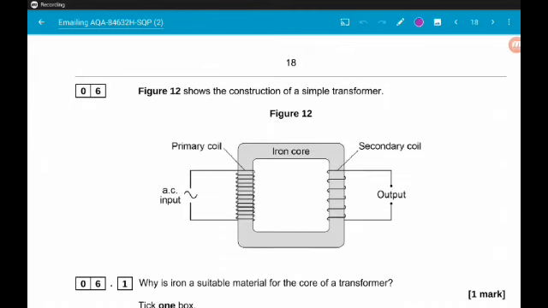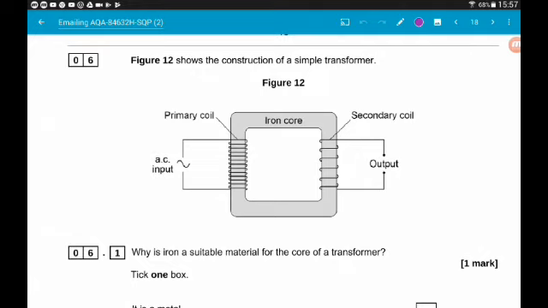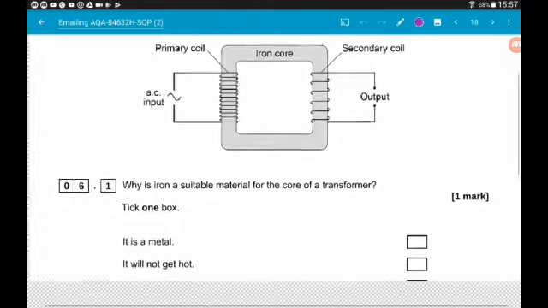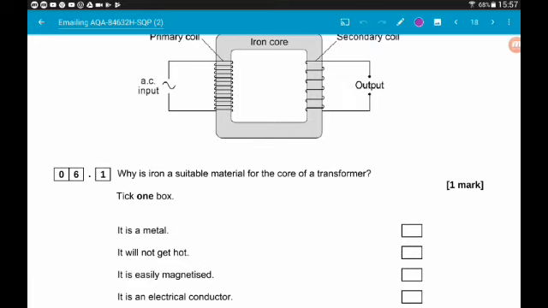Question 6, so figure 12 shows the construction of a simple transformer. So we have an AC input which goes to the primary coil. We've then got an iron core, and then our secondary coil, and then our output. 6.1 asks, why is iron a suitable material for the core of a transformer? So transformers work because of electromagnetism. The reason we use iron is because it's easily magnetized.